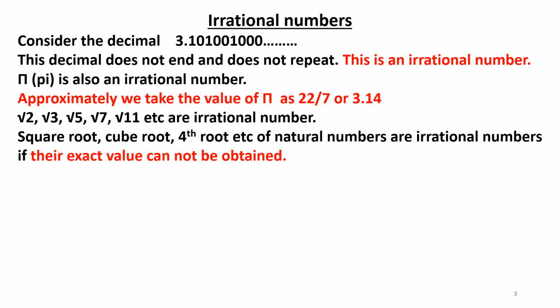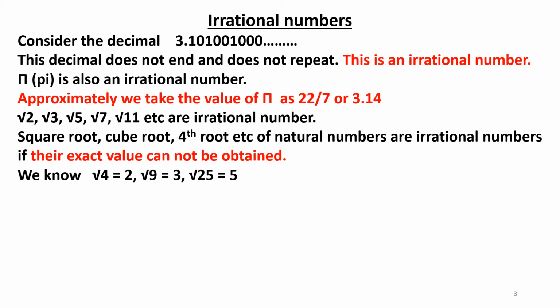Square root, cube root, fourth root, fifth root, etc. of natural numbers are irrational numbers, but the condition is if their exact value cannot be obtained. So for irrational numbers, we don't know the exact value. Approximate value only we can find out.